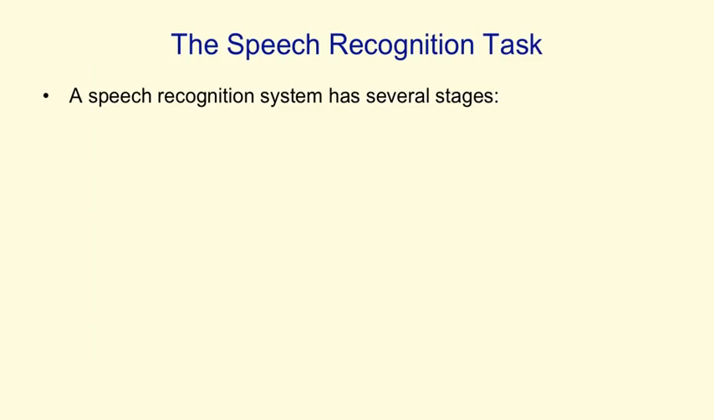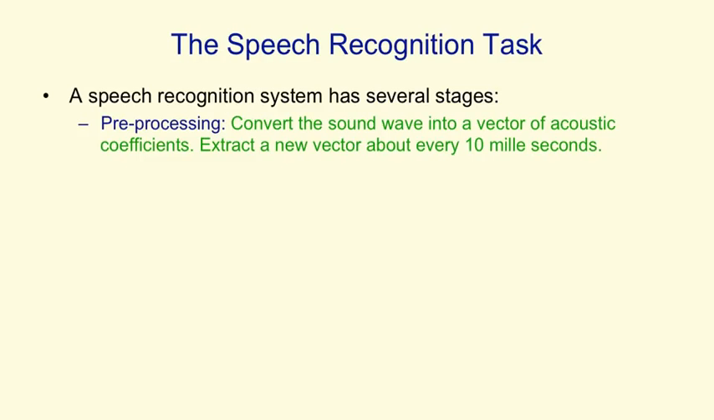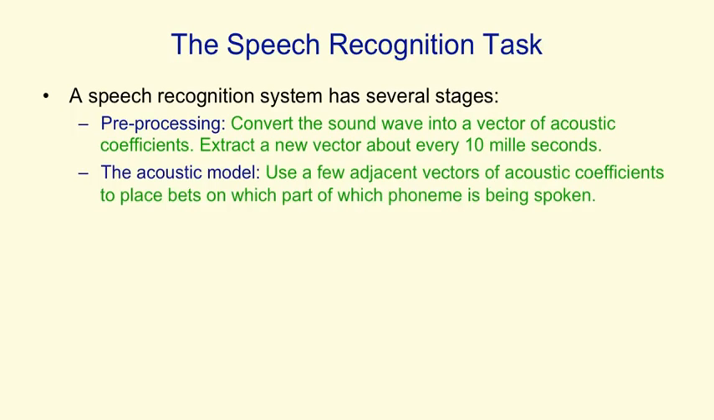Another task that neural nets are now very good at is speech recognition, or at least part of a speech recognition system. Speech recognition systems have several stages. First, they pre-process the sound wave to get a vector of acoustic coefficients for each 10 milliseconds of sound wave, so they get 100 of those vectors per second. They then take a few adjacent vectors of acoustic coefficients, and they need to place bets on which phoneme is being spoken.